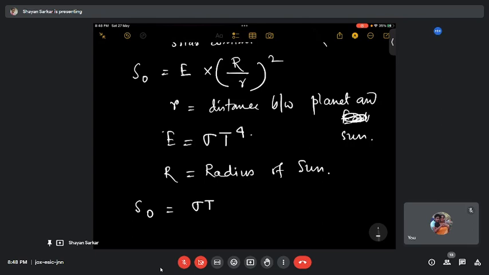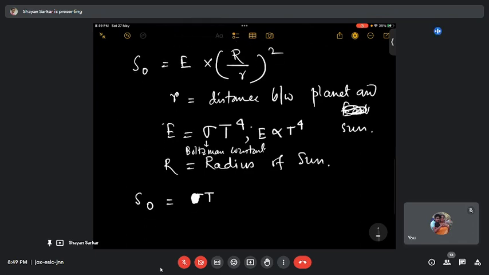Look, E is directly proportional to T to the power 4, right? The radiating energy is directly proportional to T to the power 4, yes or no? What is the value of sigma? What is sigma? Boltzmann constant. Stefan Boltzmann law. Yes, Boltzmann constant. So S0, that is solar constant, is equals to sigma T to the power 4, because E is proportional to T to the power 4, capital R square by small r square.